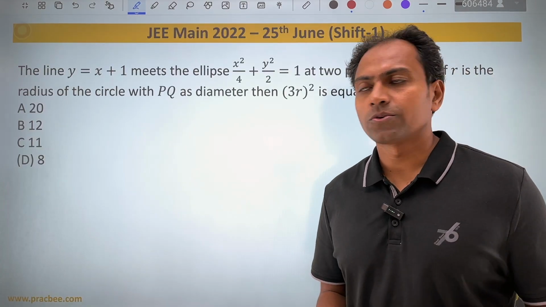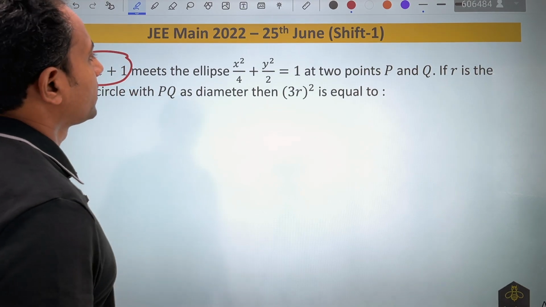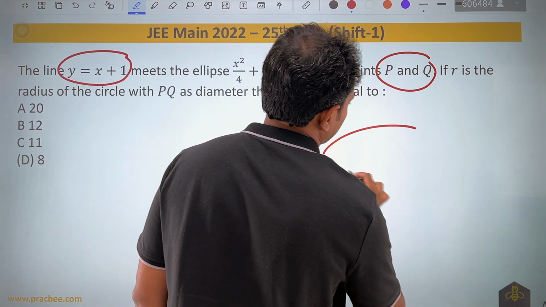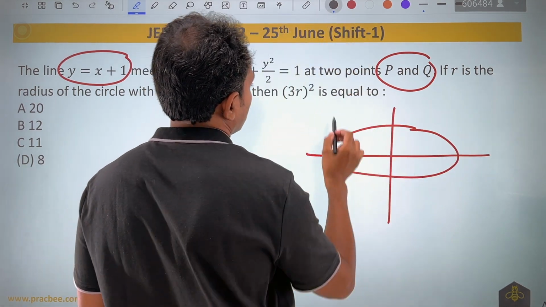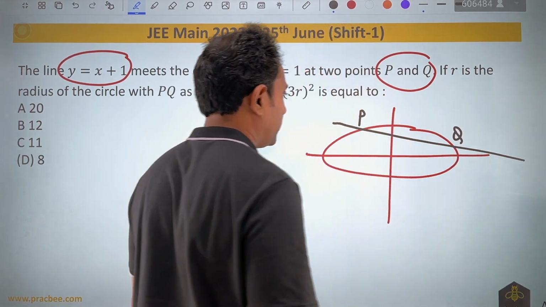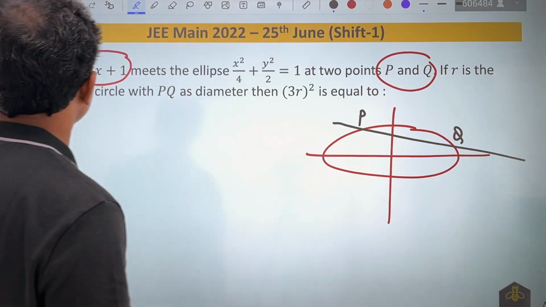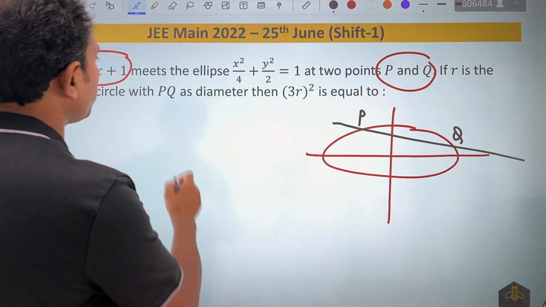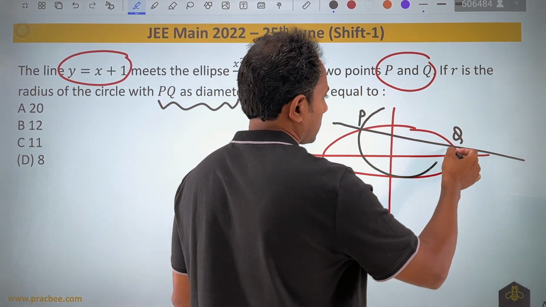If I look into this 2022 question, it says that there is a line given to us. This meets the ellipse at 2 points P and Q. So let us draw the diagram. This is my ellipse. There is a line. It meets the curve at P and Q. Now, taking P and Q as diameter, if r is the radius of the circle where P and Q is taken as diameter. So they have drawn a circle like this.